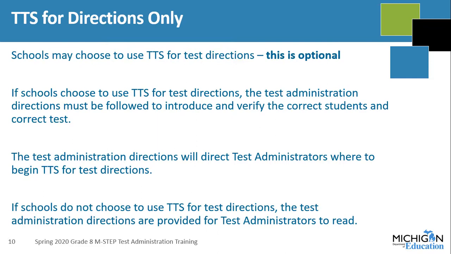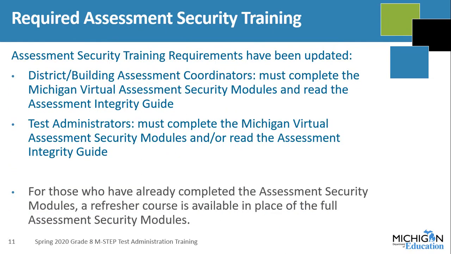New for 2020, assessment security training is required. District and building assessment coordinators are required to complete the Michigan Virtual Assessment Security modules and to read the Assessment Integrity Guide. Test administrators must either complete the Michigan Virtual Assessment Security modules or read the Assessment Integrity Guide. For coordinators or administrators who have already completed the full Assessment Security modules, a refresher course is available in lieu of repeating the full course.